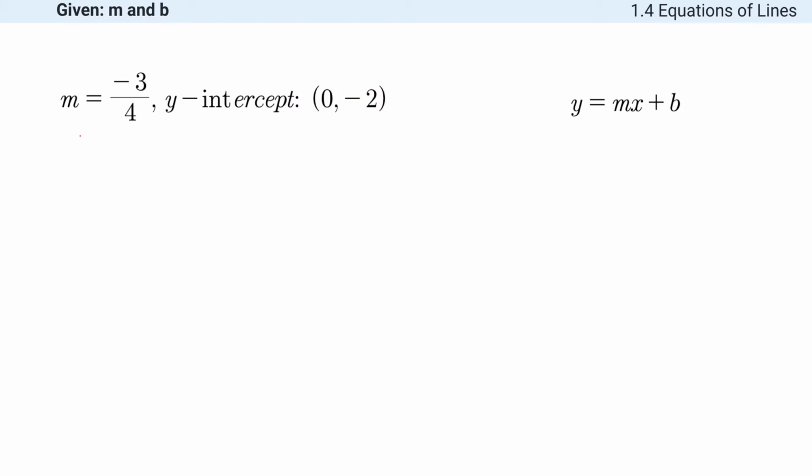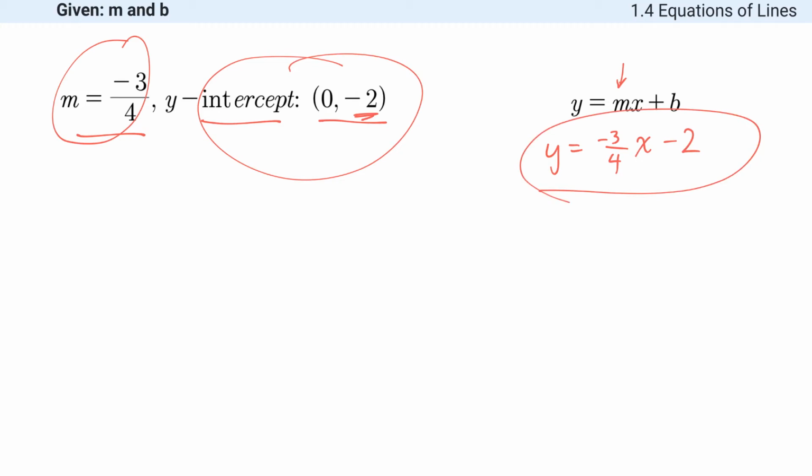So they say the slope is -3/4, and they say the y-intercept is this. Well, if they give you those two pieces of information, in my equation here, they're giving me m is -3/4. And then x is just there. And then they say the y-intercept is -2, so I put a -2 there. So if they said the slope is this and the y-intercept is this, there's my equation. Done. That's a nice, easy one.